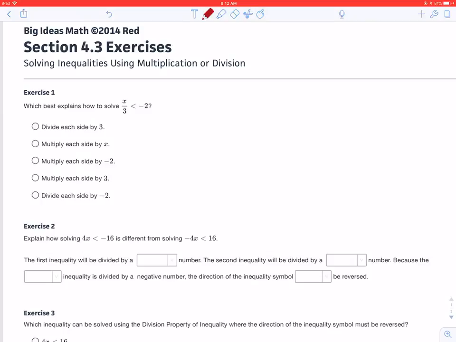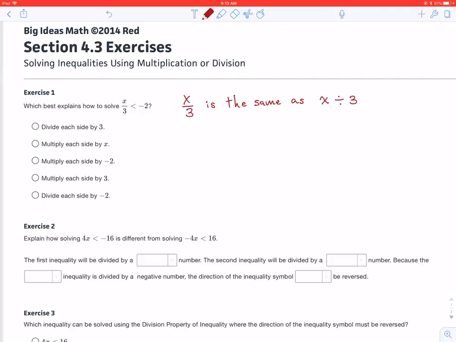So for exercise 1, this question asks, which best explains how to solve the inequality x divided by 3 is less than negative 2? So the first thing I want to point out is that x over 3 is the same thing as x divided by 3. So if you're given something like x divided by 3, you can actually convert it to x over 3. And if you have x over 3, you can recognize that that is a division problem.